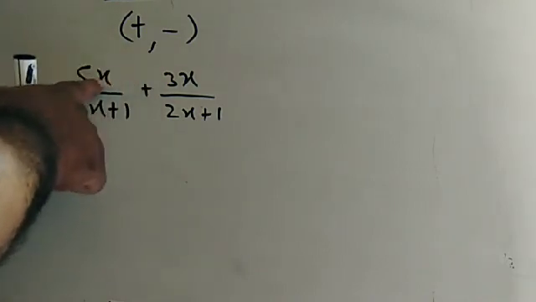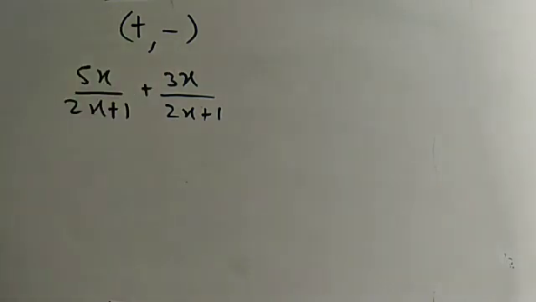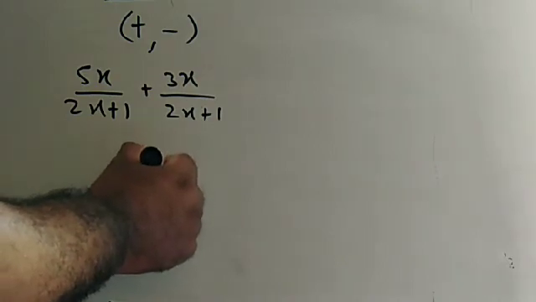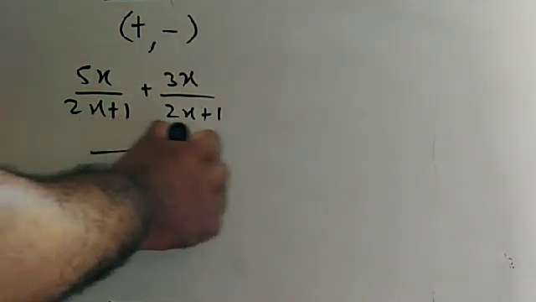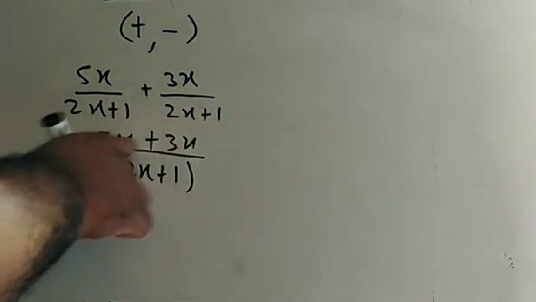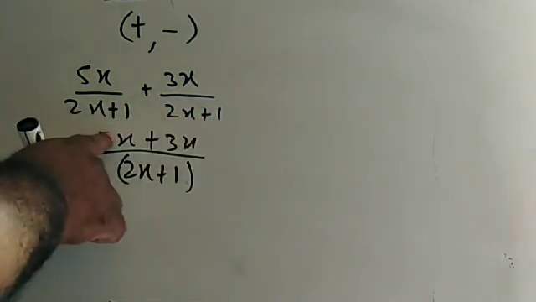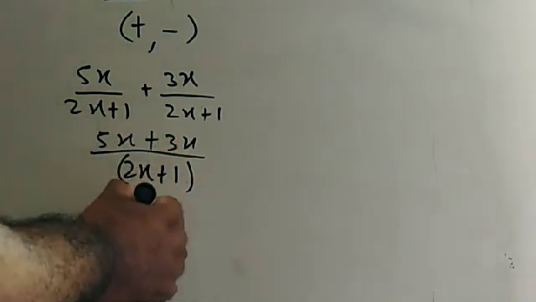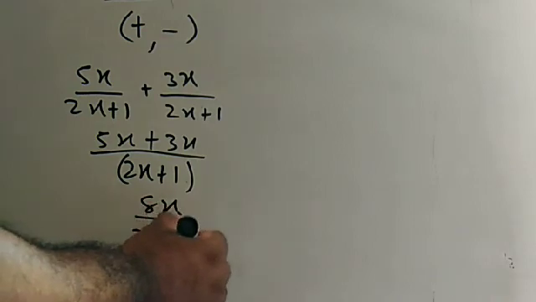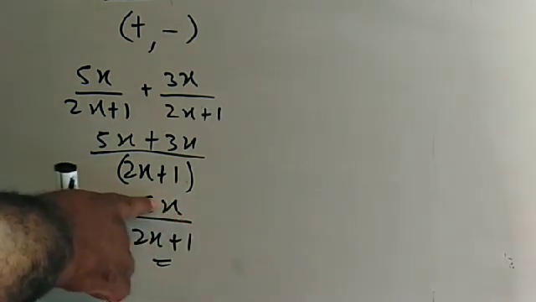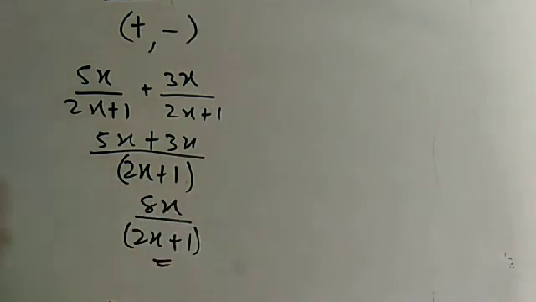Here algebraic numerators are there. Right, how can we simplify this? Then 2x plus 1 is common. Now you can add 5x plus 3x. You can see 5x plus 3x are like terms, no? 5x plus 3x is 8x upon 2x plus 1. This is the final answer. You can't simplify 8 and 2 because this is an algebraic term.